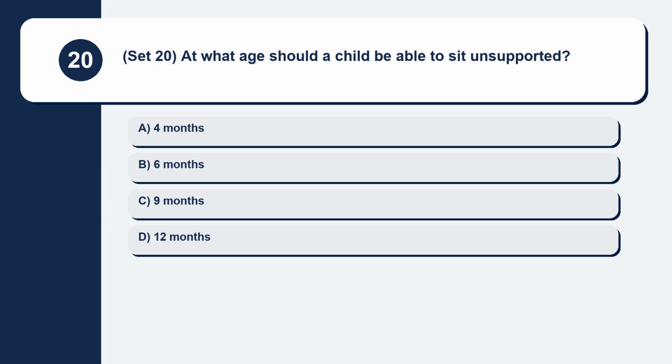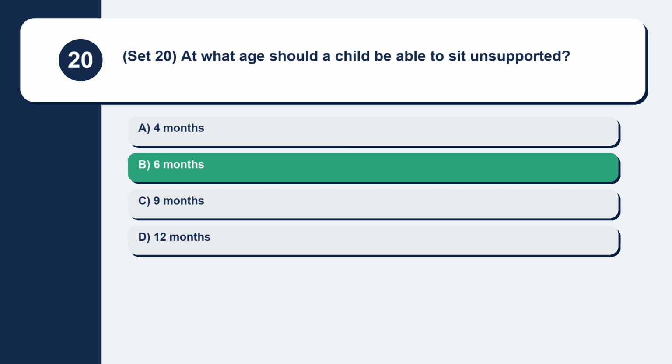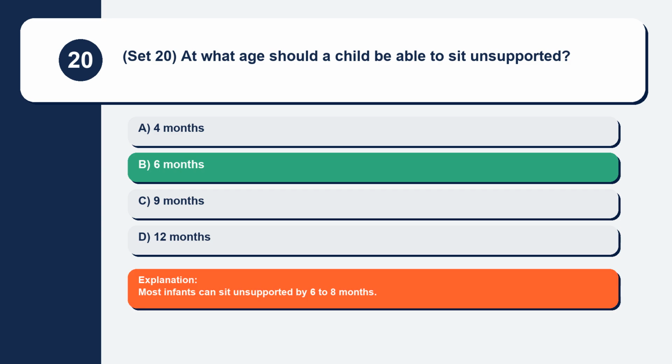Question 20. Set 20. At what age should a child be able to sit unsupported? 4 months, 6 months, 9 months, 12 months. Most infants can sit unsupported by 6 to 8 months.